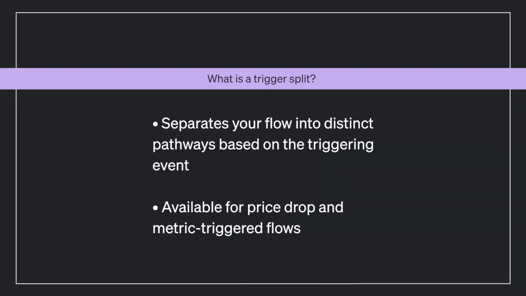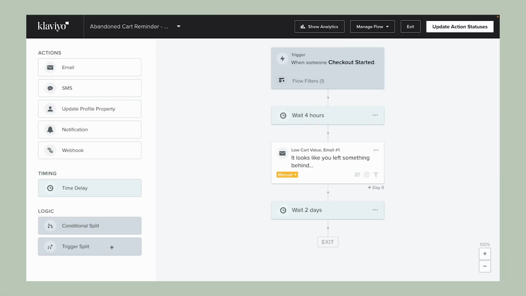A trigger split separates your flow into two distinct paths based on a given activity someone has taken. As a result, it is only available for metric and price drop triggered flows that are triggered by direct actions.